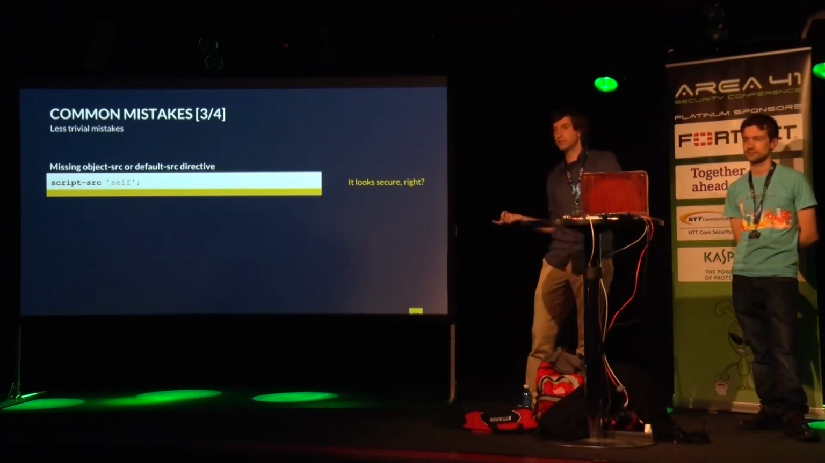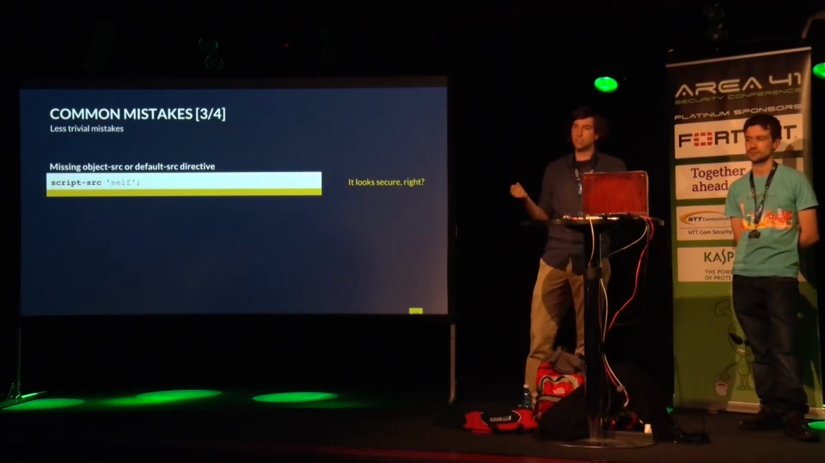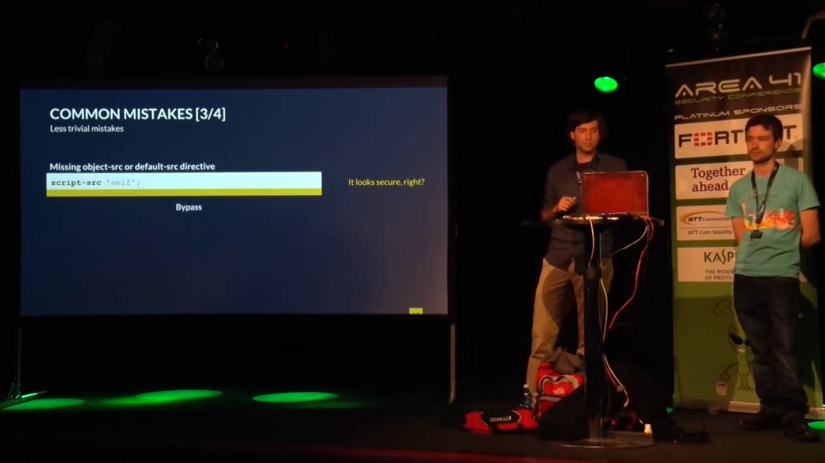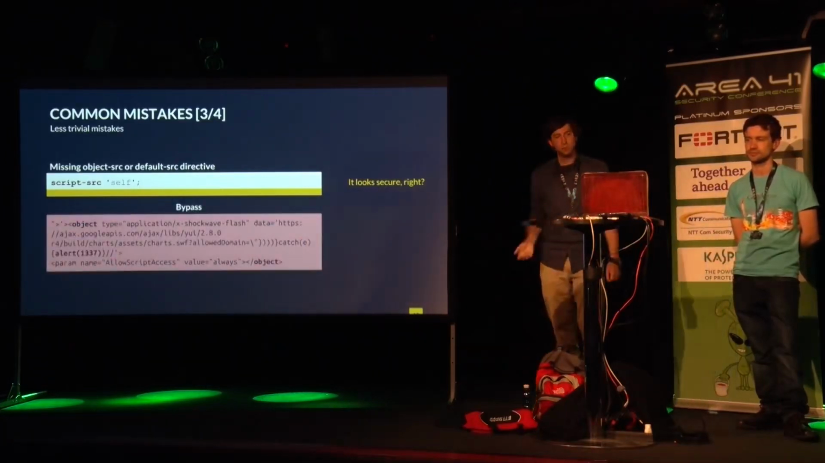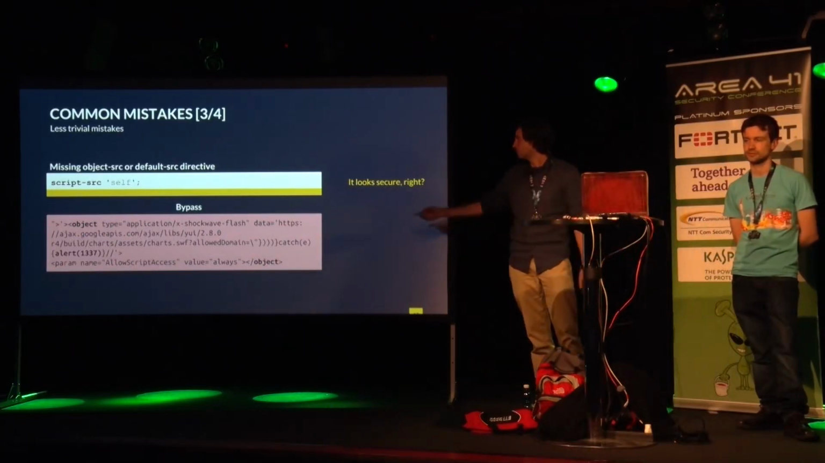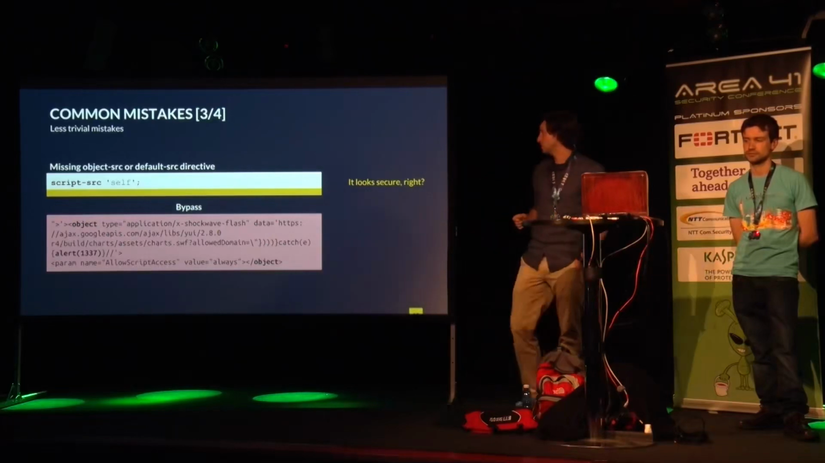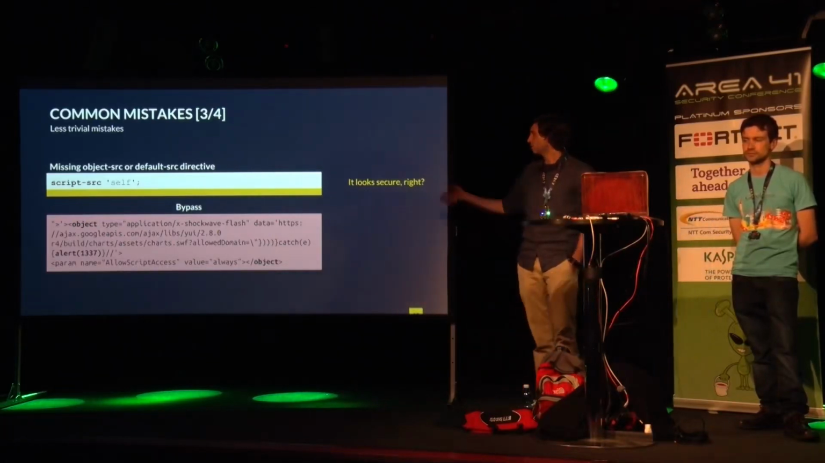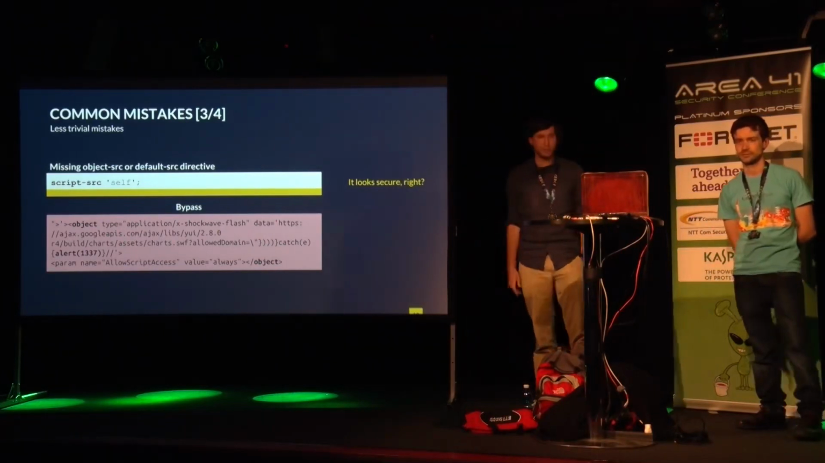Since there's no default source directive either, an attacker could just inject a Flash file and allow script access for that Flash file, right? So for example, something like that. It fetches a Flash file, the Flash has JavaScript execution capabilities with a param name allowScriptAccess. You inject that, and the CSP is bypassed again.